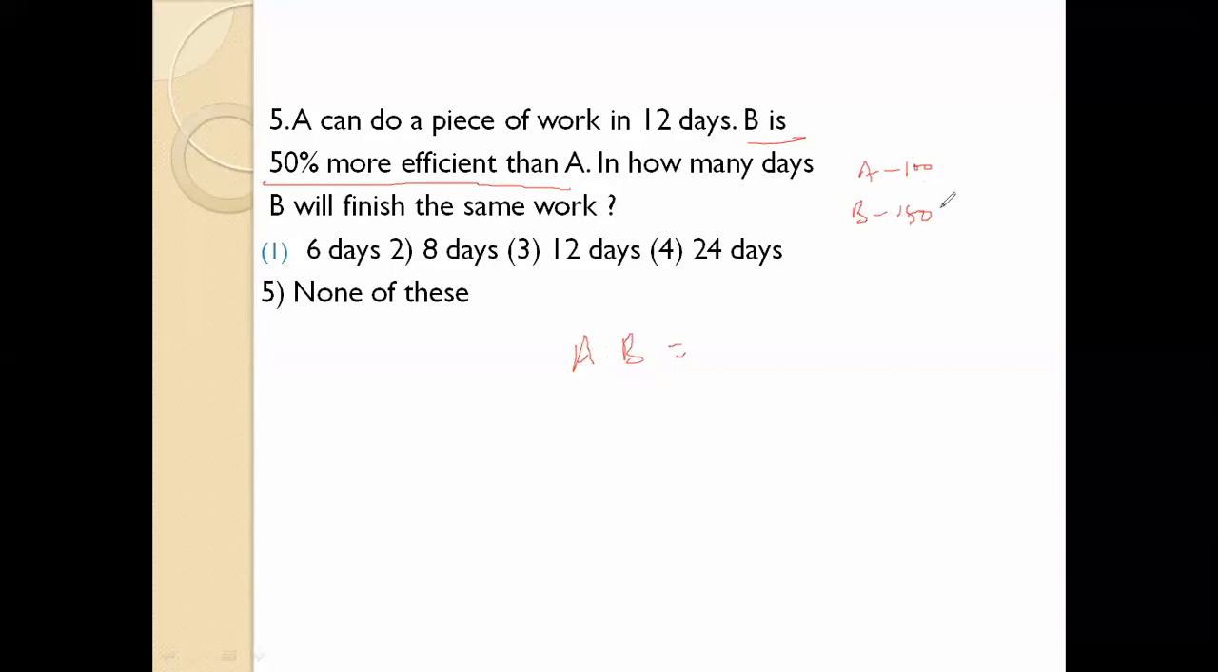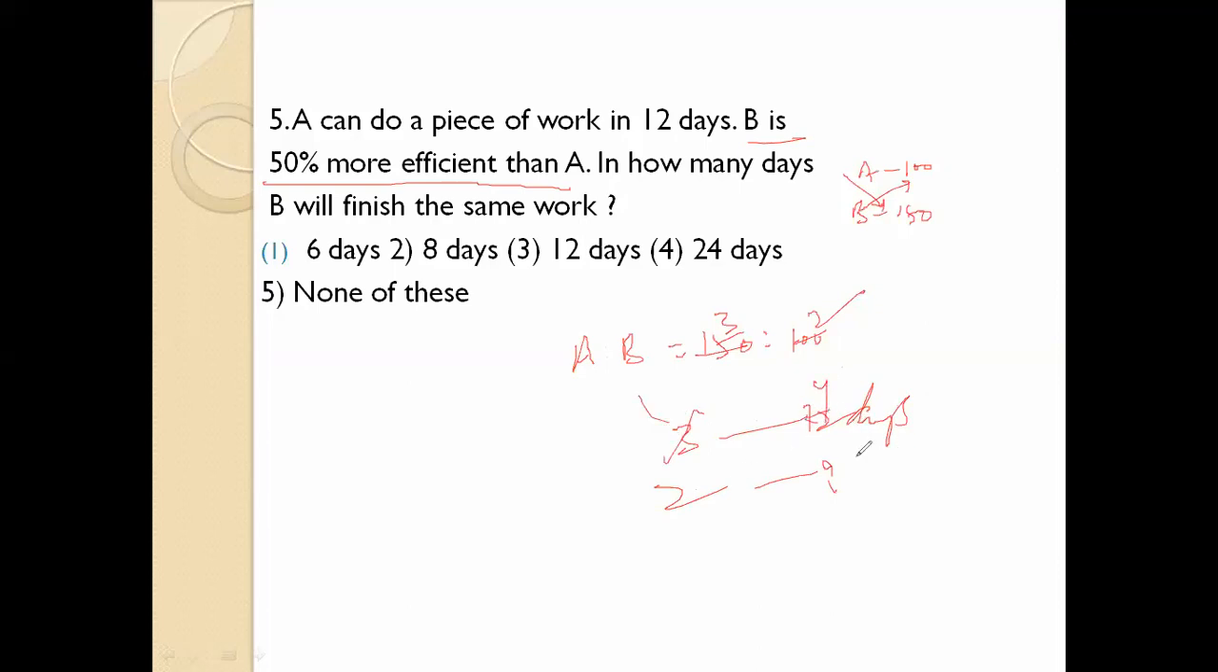Now we come to work. That means A takes 150 days, B takes only 100 days. So 150 is to, now come to days, reverse of efficiency, 1 by efficiency. So 150 is to 100. 5 3 is 15, 5 2 is 10. 3 is to 2. So A can do the piece of work in 12 days. 3 parts is 12 days, so 2 parts is how much? 3 1 ja, 3 4 ja. 1 part is 4, 2 parts is 8 days. So option number 2 is the right answer.